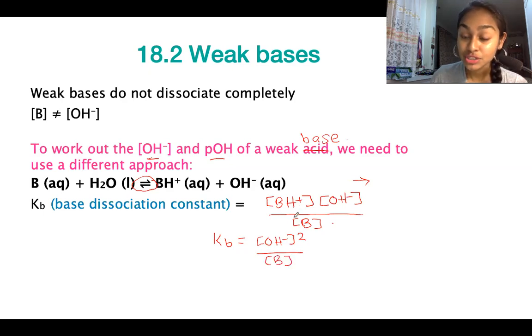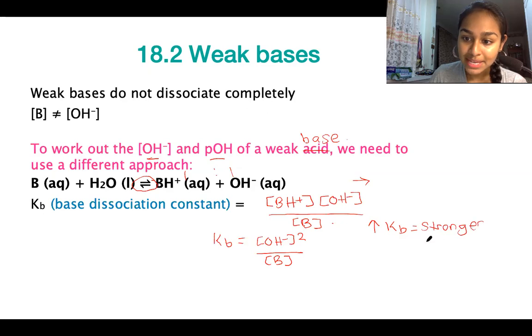The reason we can do this as a square is because, remember, dissociation occurs in a 1-to-1 ratio, so the concentration of both of these is going to be equal. So they're the same unknown, and that's why we square it. And exactly as we saw before, the higher the Kb, the stronger the base.